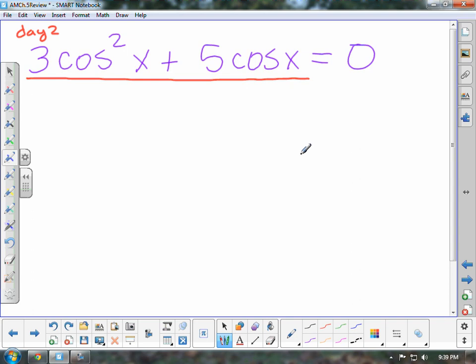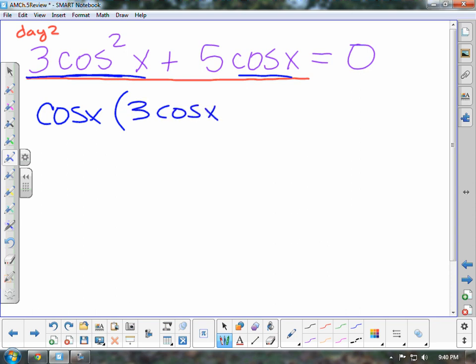We're going to have to do some things like with the quadratic equation. In this case, because there's only 2 terms, we can try to factor it. And they both have a cosine in them. So let's take a cosine out of each one of them. When we divide a cosine out of 3 cosine squared of x, you will get 3 cosine x. When you divide a cosine out of 5 cosine of x, you will get plus 5. And so that equals 0.